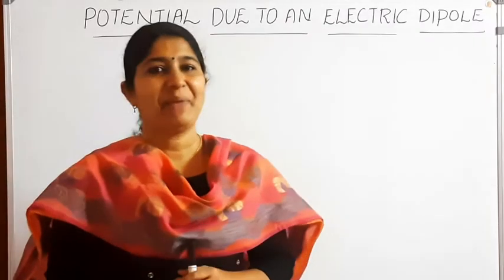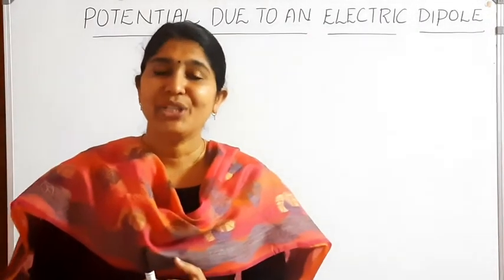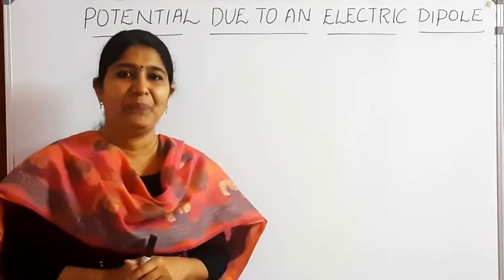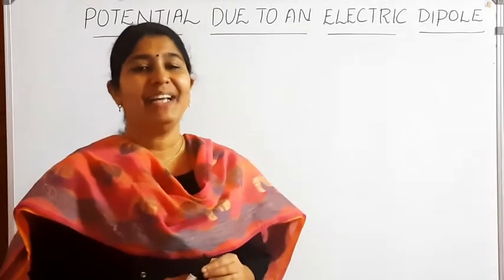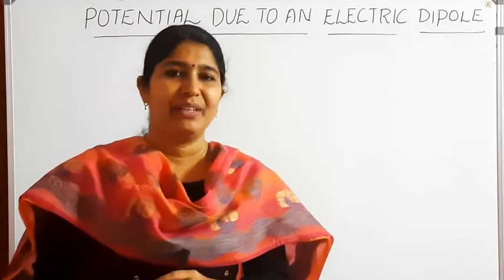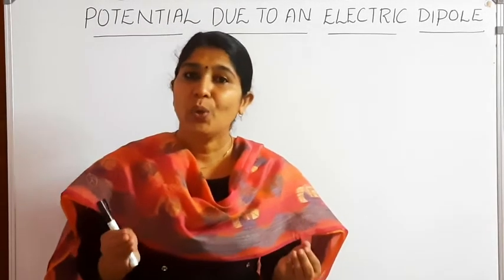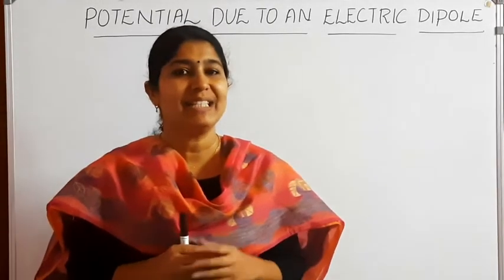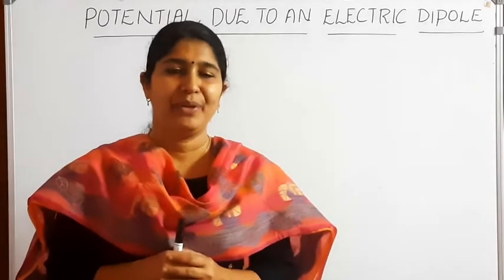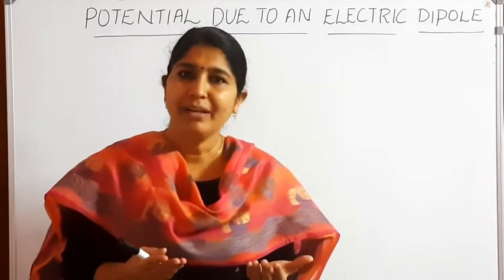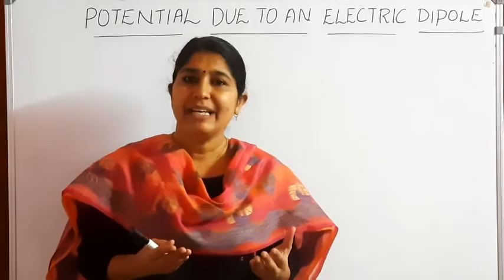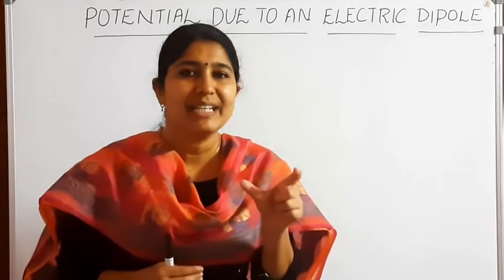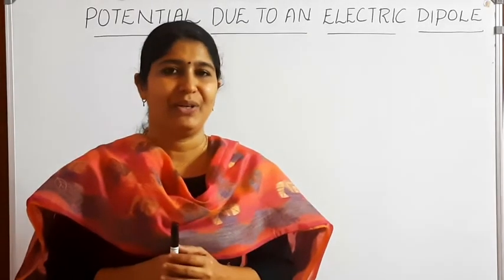Hi students, welcome back. Today we are going to discuss the potential due to an electric dipole. We already studied what an electric dipole is. Two equal and opposite charges separated by a small distance is known as an electric dipole. Then what about the dipole moment? Dipole moment is the product of one of the charges and the distance between the two charges.